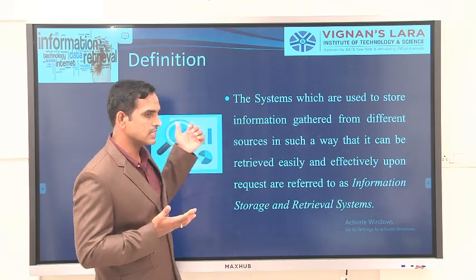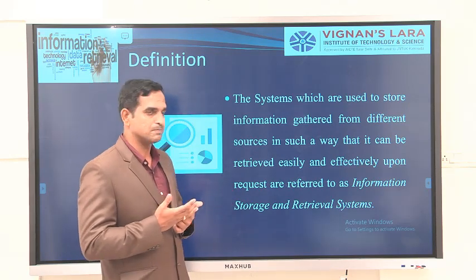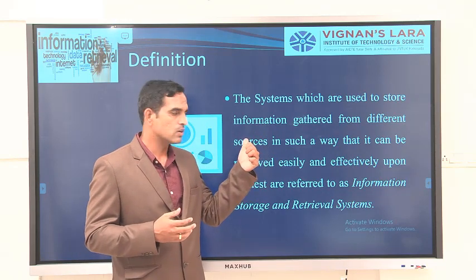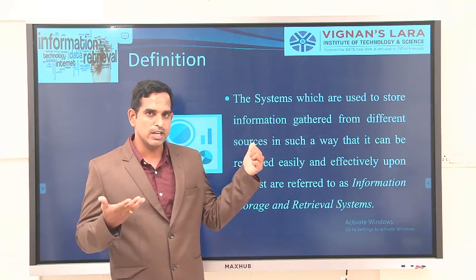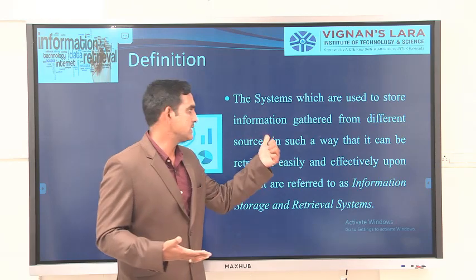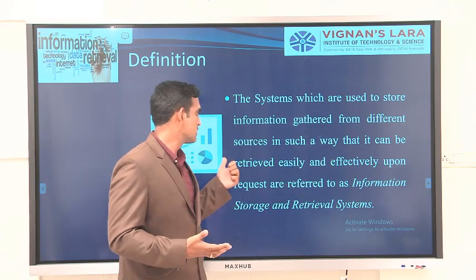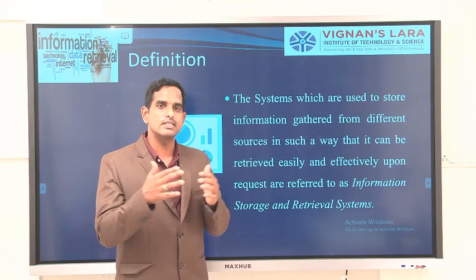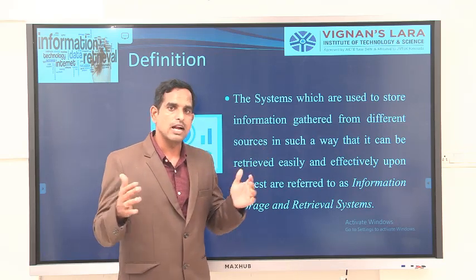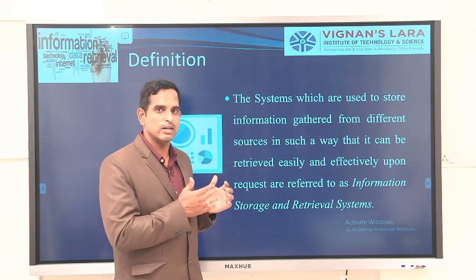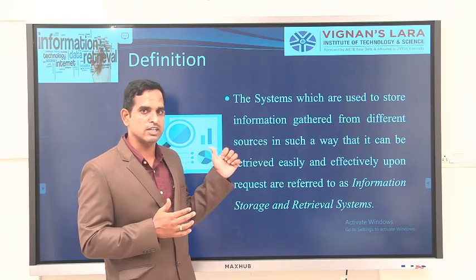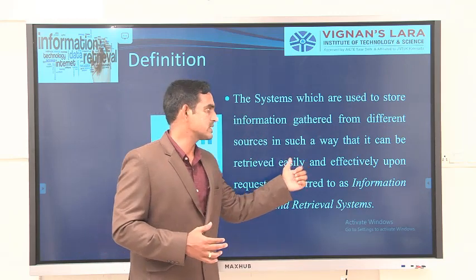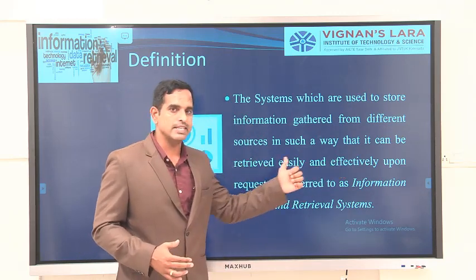Next, what is an information retrieval system? Those systems which are used to store information. First remember that you have to be able to store the information. And this information has to be gathered from different resources or different sources. So you have to gather the resources from various places and store them in one place. That is the first part of your information retrieval system. And you are going to store this in such a way that it can be retrieved easily.